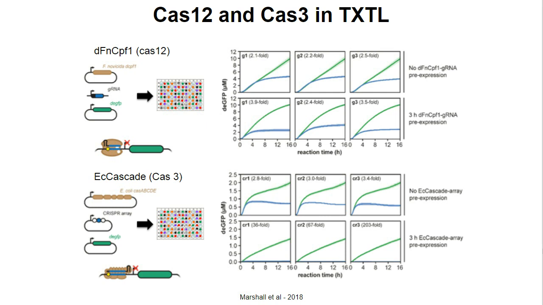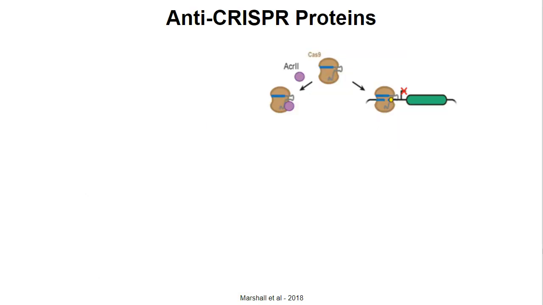In addition to CRISPR proteins, there's also the anti-CRISPR proteins. These are the proteins that would inhibit the effect of CRISPR enzymes. As you can see in this example, ACR2 is an anti-CRISPR protein. It can take the CRISPR-Cas9 complex and bind to it, and when it binds to it, it prevents CRISPR-Cas9 from binding to the gene. And that way, the anti-CRISPR protein would inhibit the effect of CRISPR.